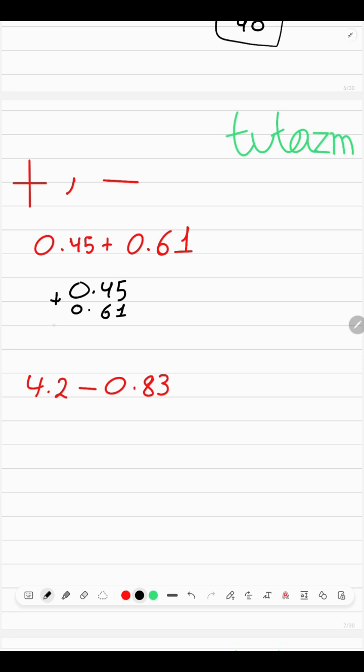0.61, and you get 5 plus 1, 6, 4 plus 6 is 10, so we put 0 here, and we'll carry the 1 up here, and then we're left with 1.06, and that is our final answer.